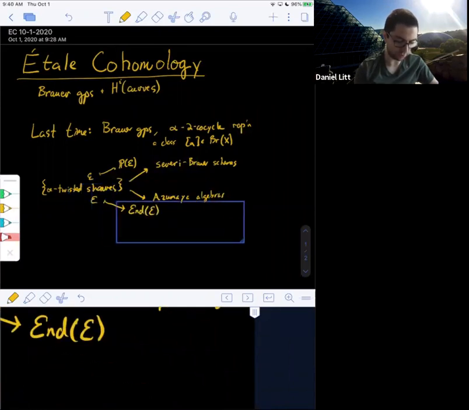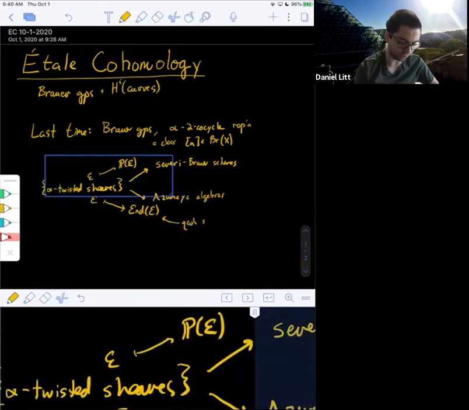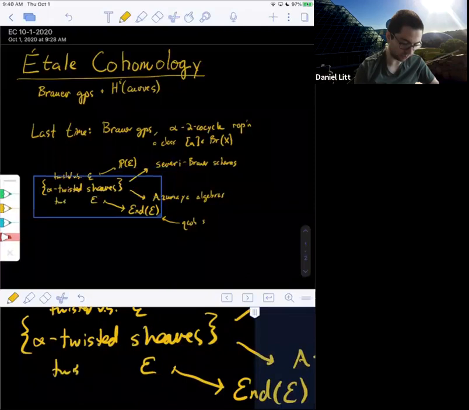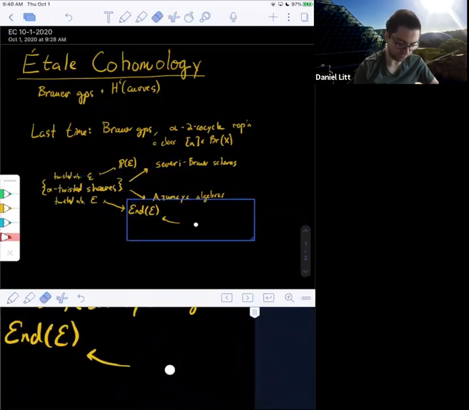And here, to go from a twisted sheaf to an Azumaya algebra, we took the endomorphism algebra of E. Given a twisted vector bundle E, we can take its endomorphism algebra, and this is a coherent sheaf of algebras.